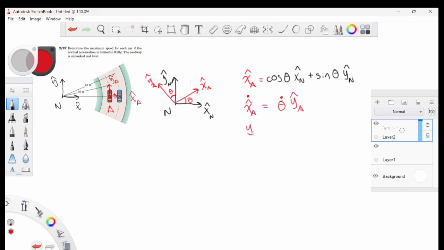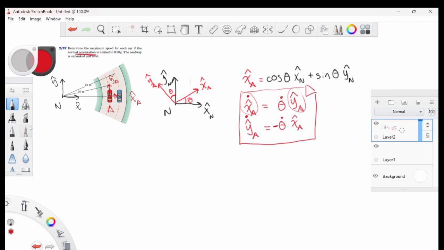And that the derivative of YA is equal to theta dot XA negative. These two relationships will allow us to change from the derivative to the original coordinates again. And we will be able to use these two relationships to find the acceleration of the car in the red coordinate system instead of the black coordinate system.